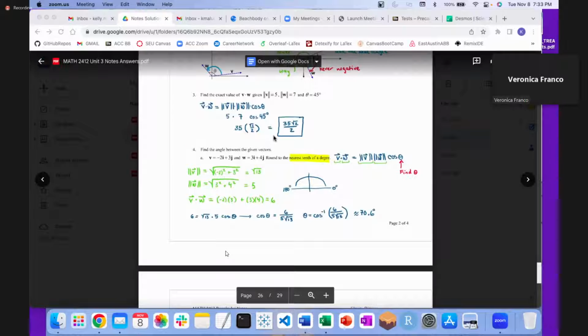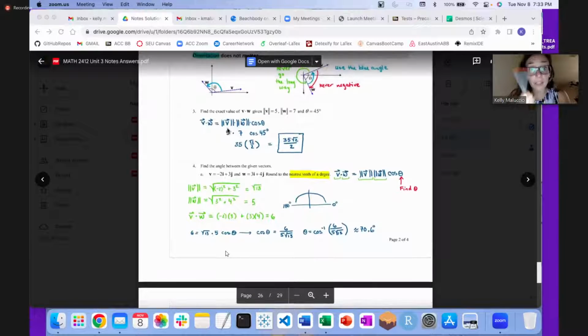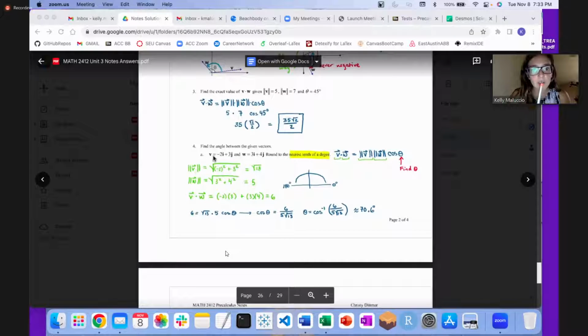Now this is another woman's solution. This wasn't mine, but it should be similar. Where was it? Here, right? So see how in this one they give us negative 2i plus 3j and 3i plus 4j. So they already gave us the a and the b components, and we don't know the angle in between. That's when we use this formula. And that's why cosine is just a part of this special formula.